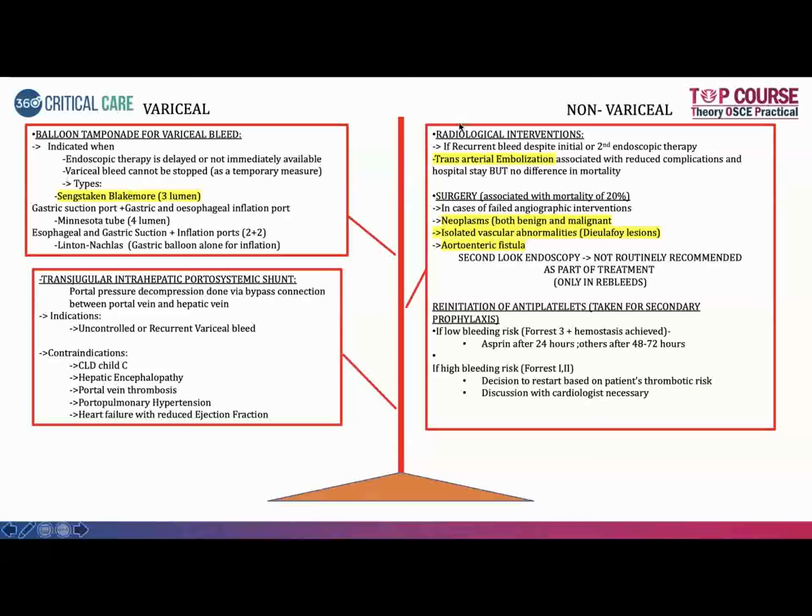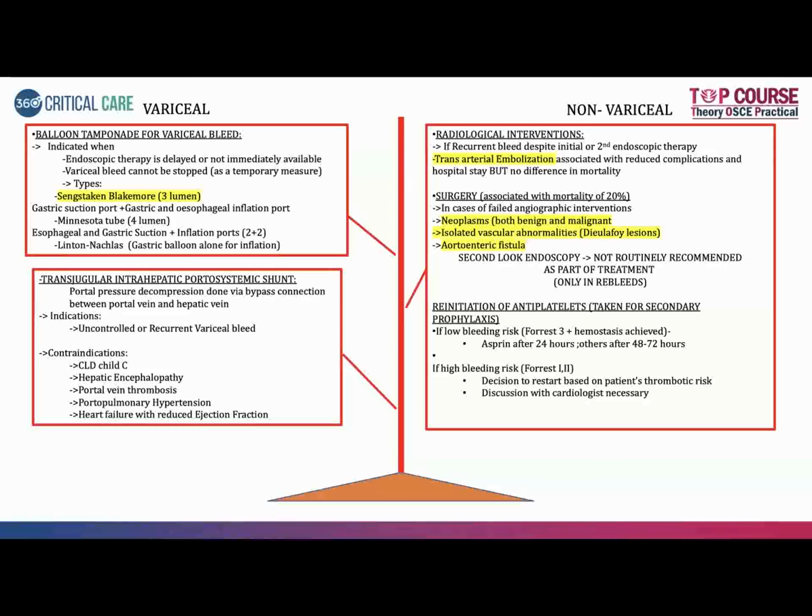Either a radiological intervention or a surgery should be considered. Other tubes that are available are the Minnesota tube, which has 4 lumens: one esophageal suction port, gastric suction port, and 2 inflation ports. This has an additional tube which can actually remove secretions above the gastric balloon. So this is Minnesota, and the other one is the Linton-Nachlas tube.